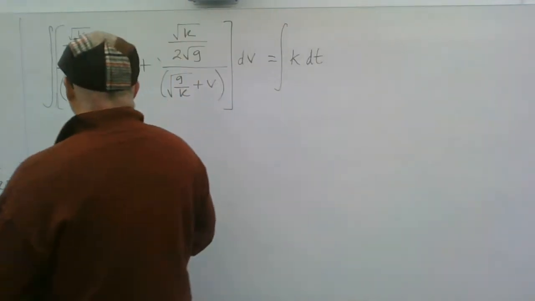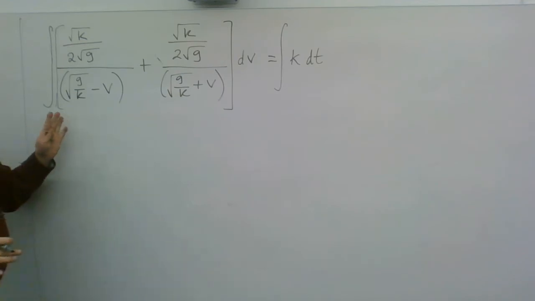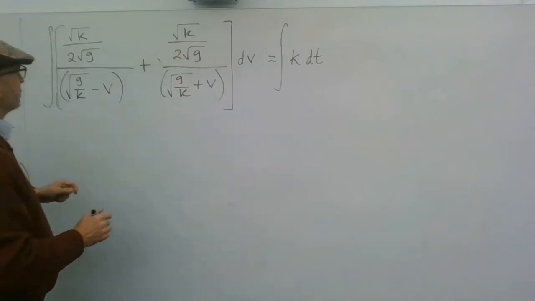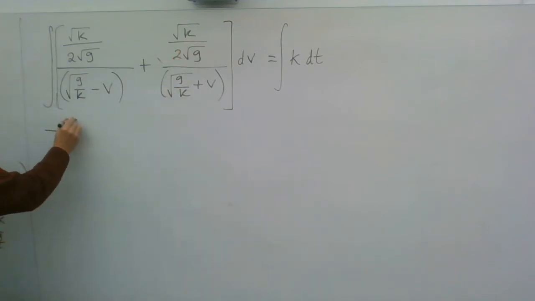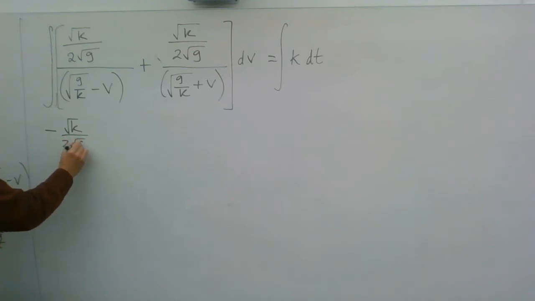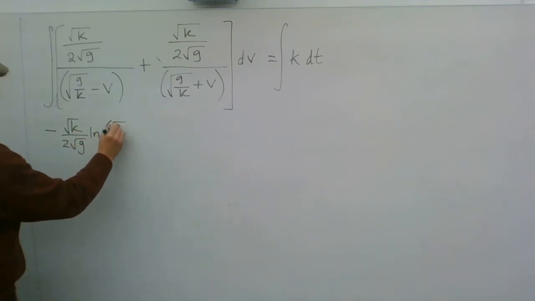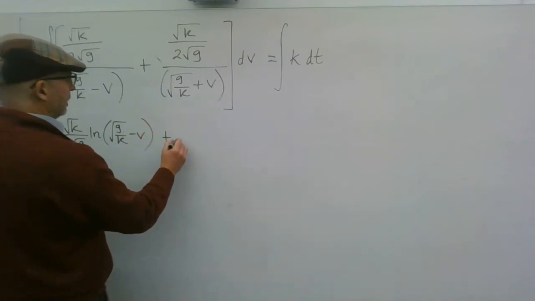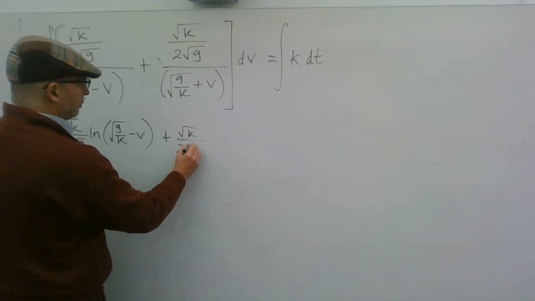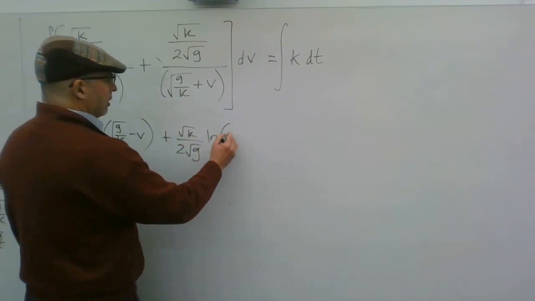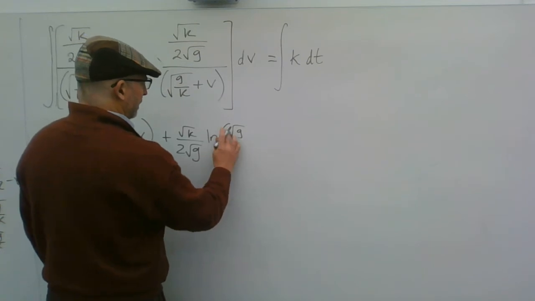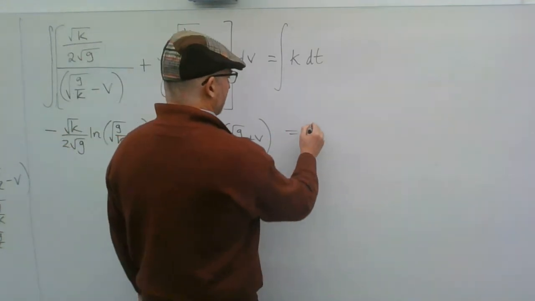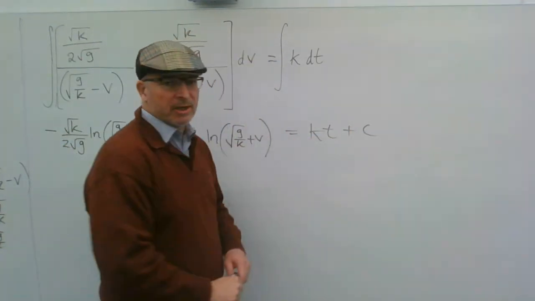All right, so these aren't too bad to integrate because that'll just be to do with natural logs. I need a minus 1 on the top and I need a plus 1 on the top. So this would be minus root k on 2 root g, natural log of root g on k minus v. And this will be root k on 2 root g, natural log of root g on k plus v. And this will equal kt plus some constant of integration.